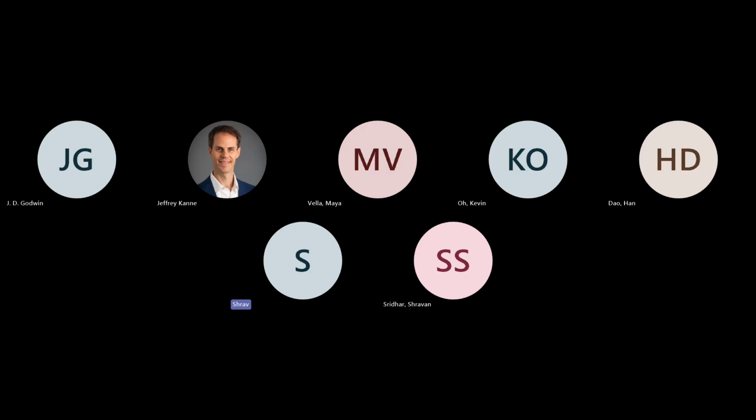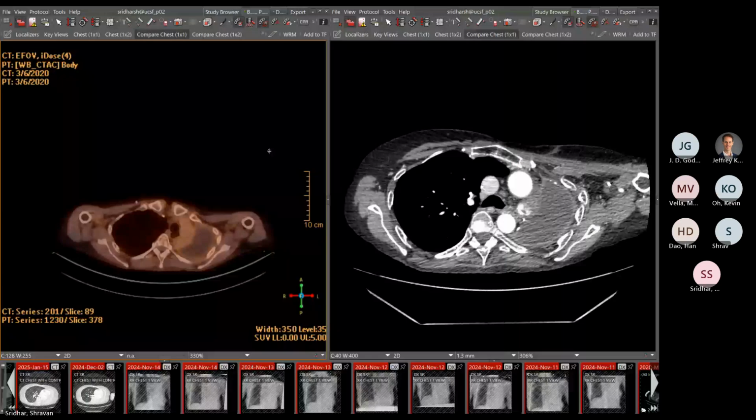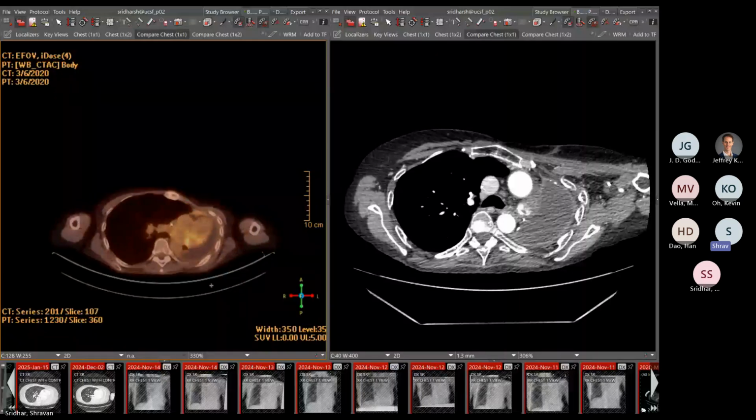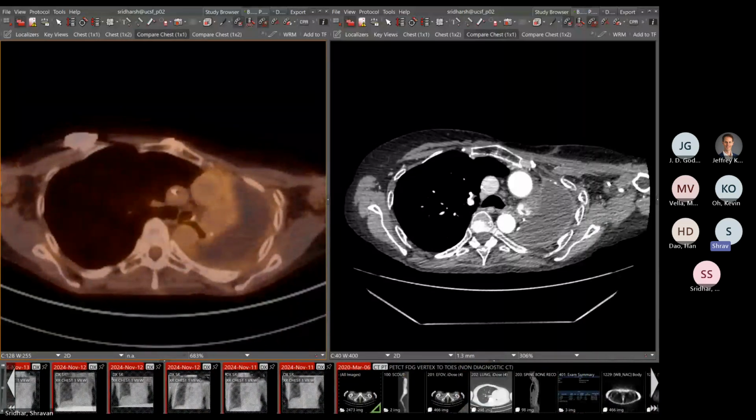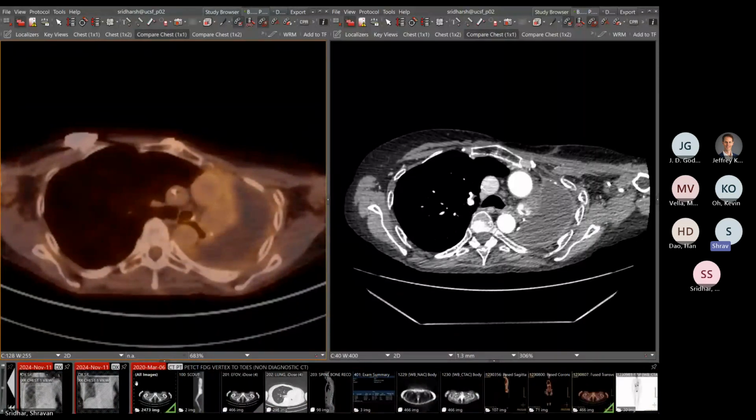Let me share again. You let me know if you're seeing. Yeah, okay. So at the operative bed, there's no activity. There's no activity anywhere in the thorax that is concerning. Just post-pneumonectomy changes here on the PET CT. So that PET CT was done in 2020.